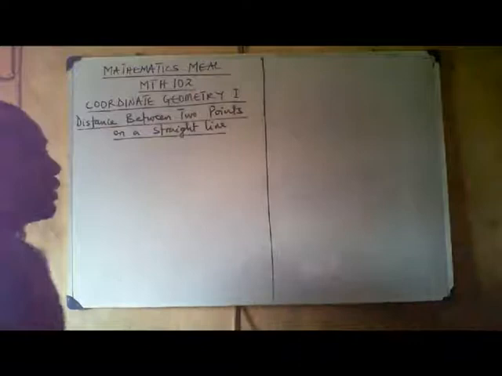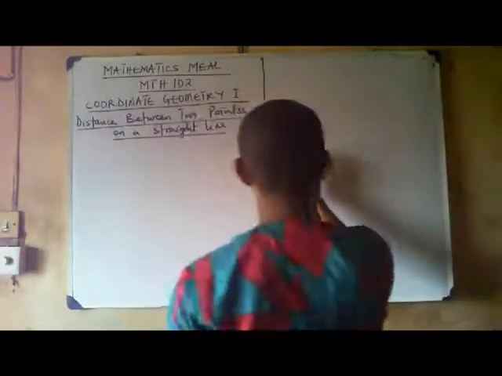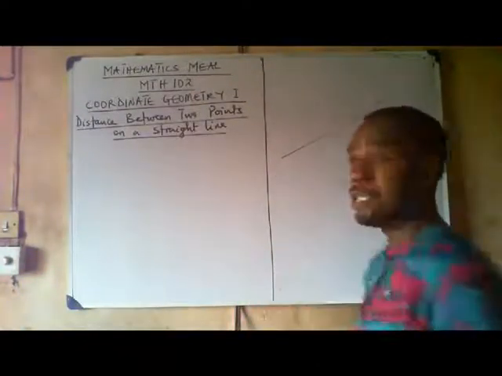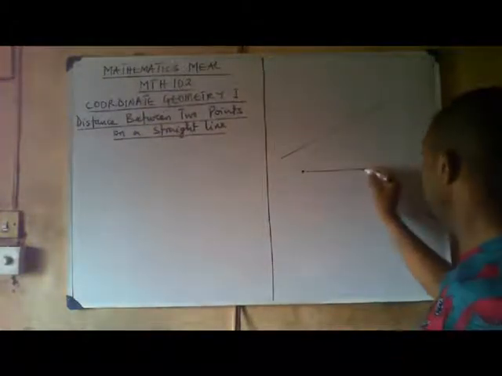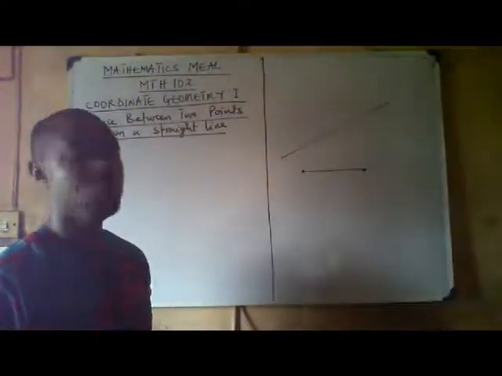Now, if I have a straight line, we know what a straight line is. A straight line is the shortest distance between 2 points. If I have this point and I have this point, this is a straight line. The shortest distance between 2 points is a straight line.